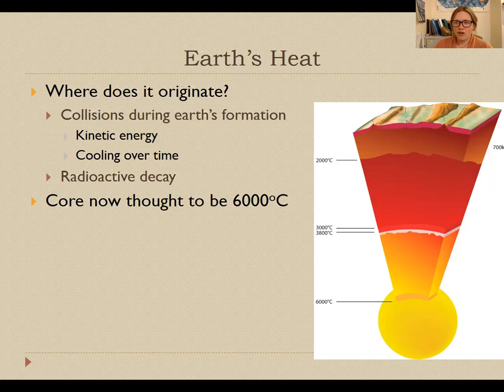So the core of the Earth, we now think is about 6,000 degrees Celsius. That's actually warmer than we thought it was about a decade ago. So another example of why science is changing, and we're improving our knowledge all the time through new information. So of course, if you're all the way down at the Earth's core, it would be hot enough for all these rocky materials to melt.